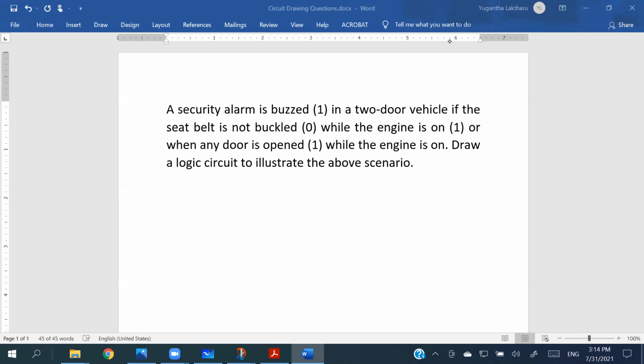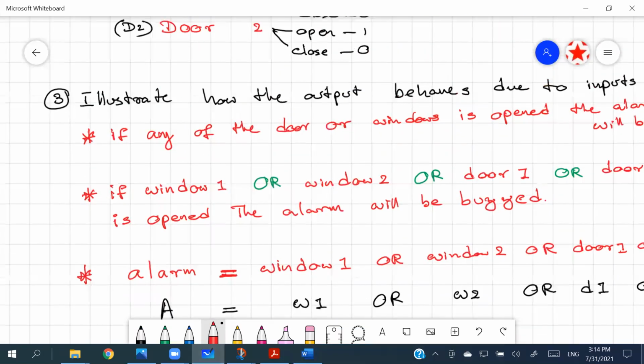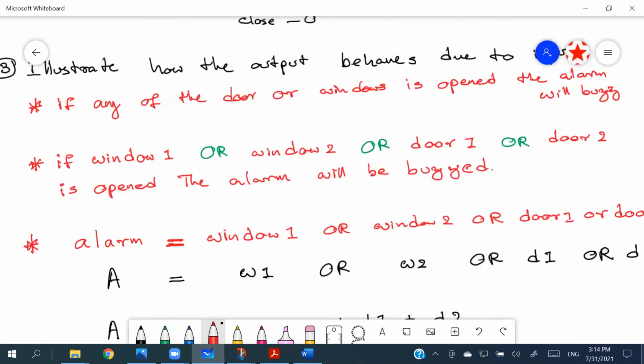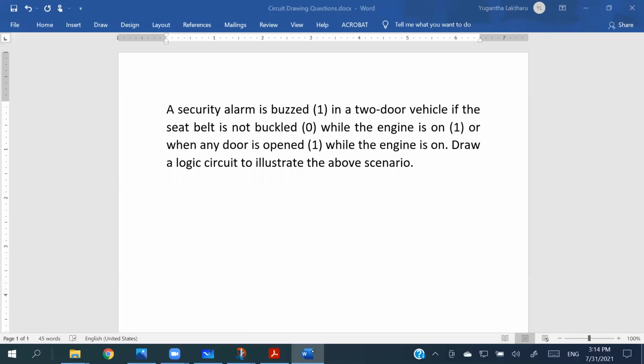Okay. Now, according to the way we argued over here, right? When writing this question, there is a way we argued. So I have given you the states in the question. When the alarm is buzzed, it indicates 1. When the seat belt is not buckled, it indicates 0. When the engine is on, it indicates 1. When any door is open, again it indicates 1. Right? So with these details, draw a logic circuit for this particular scenario to buzz the alarm.